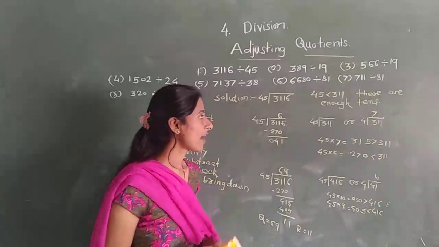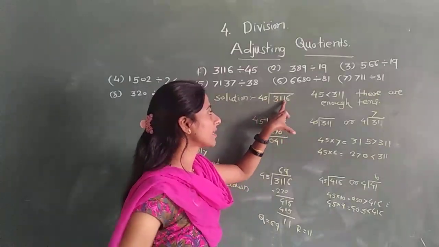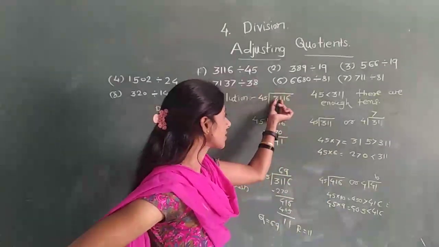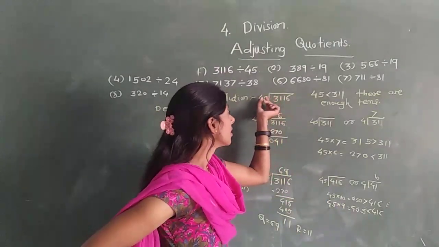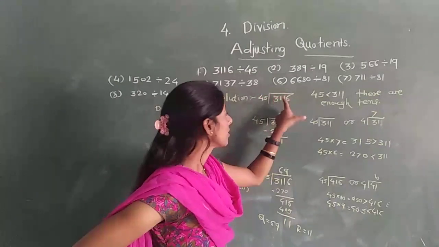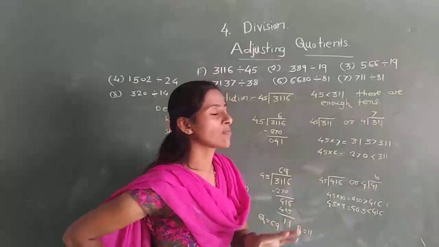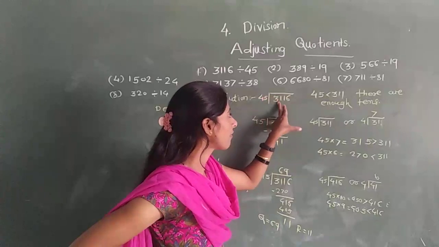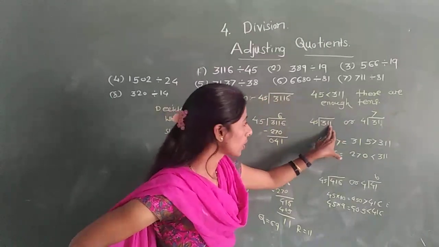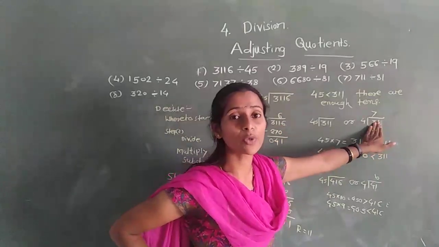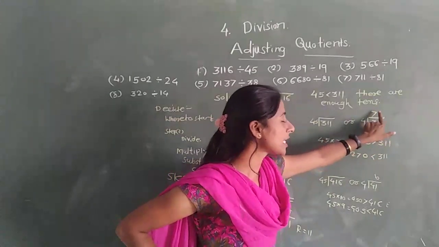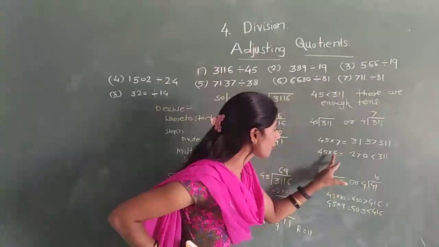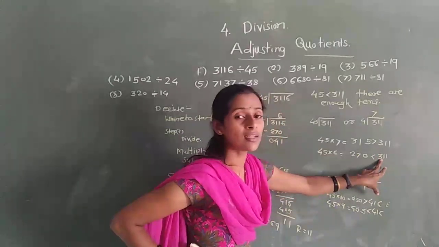Clear? Just revise. First 45 divided into 3116. Step one, decide where to start. Consider the first two digits, 31. But 31 is less than 45, so consider 311, that is the tens place. There are enough tens places. So 45 into 311. Only consider 4 and 31. 4 7s are 28, so this estimated quotient is very high. So adjust the quotient by trying one lower number, that is 6. 45 into 6 is 270, which is less than 311.